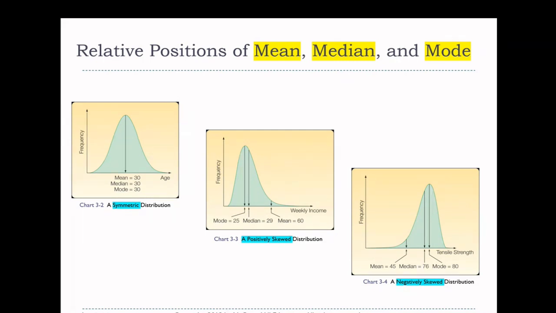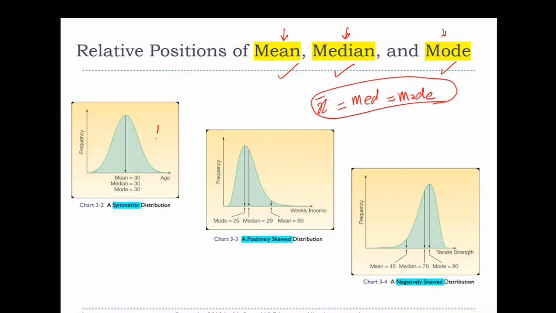Just now I need to know the relation between the mean, median, and mode for a specific set of data. For any set of data, if I find the mean, median, and mode, these 3 measures of location, and I find the 3 are equal, it means my data is symmetric. My distribution is symmetric. In a symmetric distribution, mean equals median equals mode.